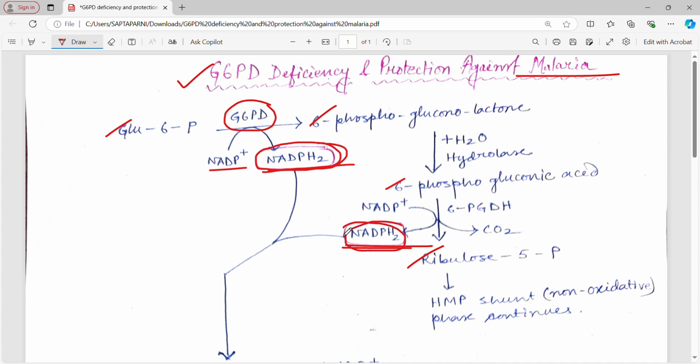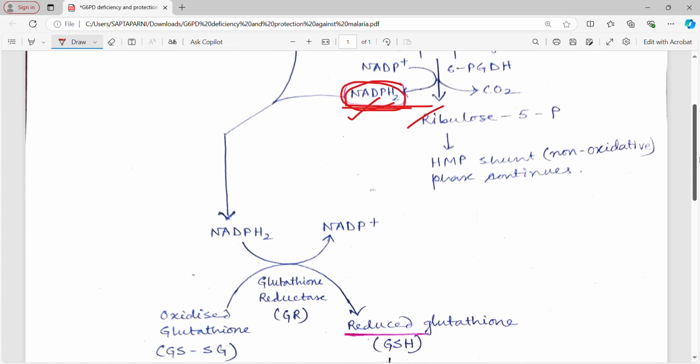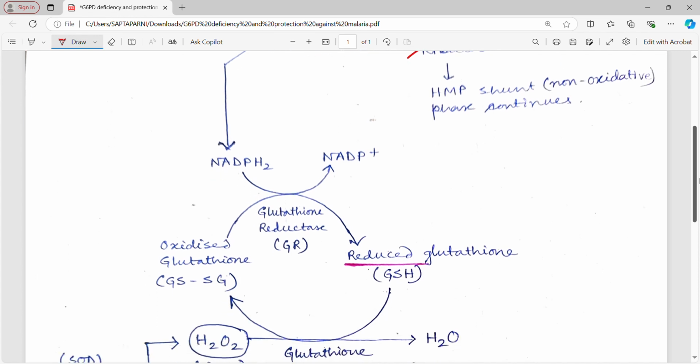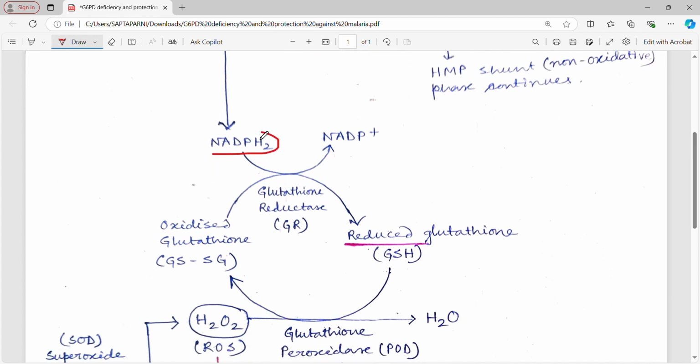And why is this NADPH2 very important for our cells? Because this NADPH2 helps us in free radical scavenging, mainly in our RBCs. Okay, now let us focus on how this NADPH2 helps in free radical scavenging. See, this NADPH2 generated during the HMP shunt pathway acts as a coenzyme of glutathione reductase enzyme. Now, this glutathione reductase enzyme with the help of NADPH2 converts oxidized glutathione into reduced glutathione.